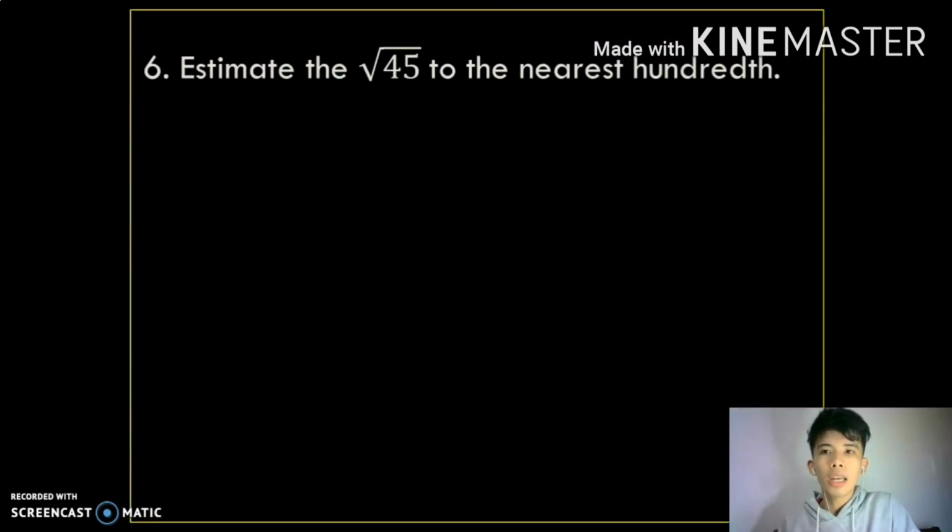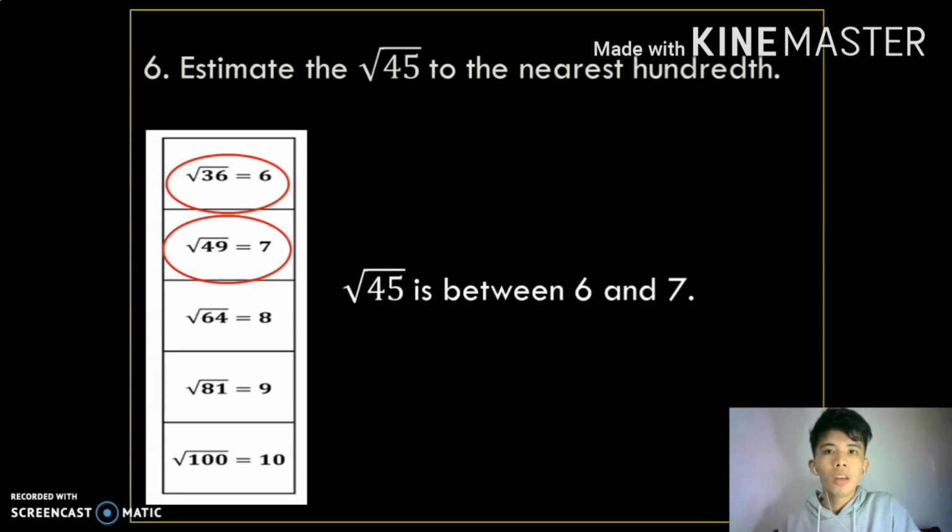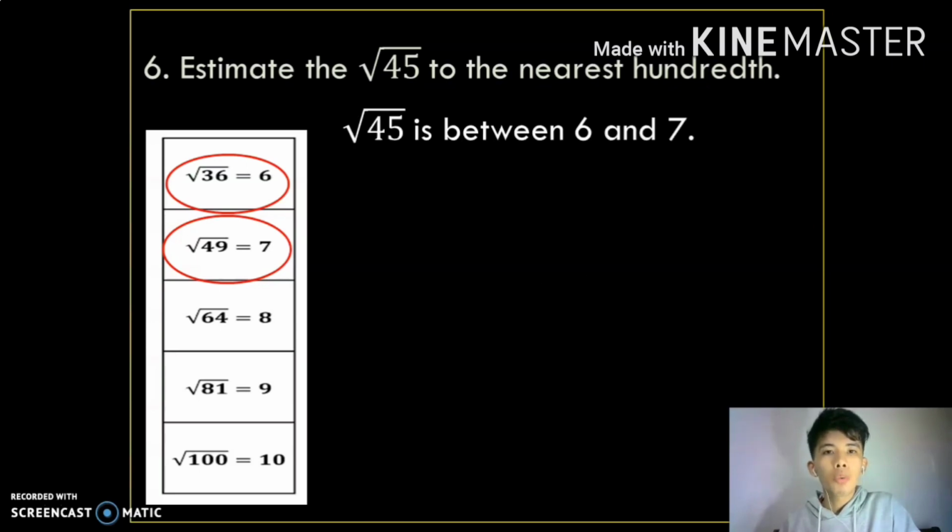So, another example tayo. Estimate the square root of 45 to the nearest 100. Una, hanapin muna natin ang square root of 45. Saan natin matatagpuan? That is between square root of 36 and square root of 49. The square root of 36 is 6. The square root of 49 is 7. So, square root of 45 is between 6 and 7.